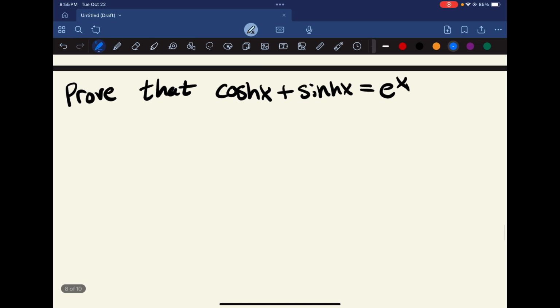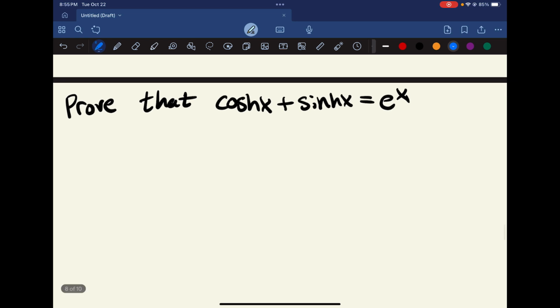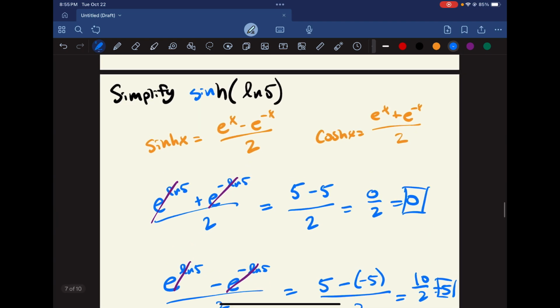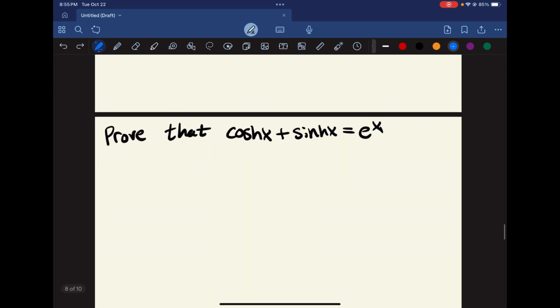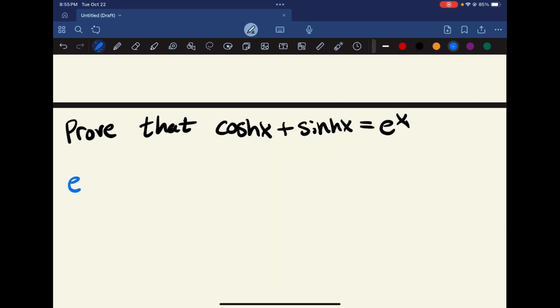Stepping up a little bit in difficulty, we want to prove that cosine hyperbolic plus sine hyperbolic equals e to the x. So we recall that cosine hyperbolic has the plus, and then sine hyperbolic has the minus. So let's just get into it. So e to the x plus e to the negative x divided by 2 plus e to the x minus e to the negative x divided by 2.